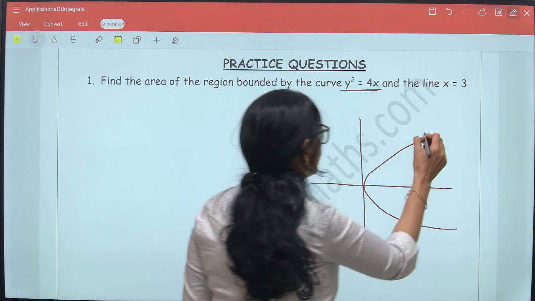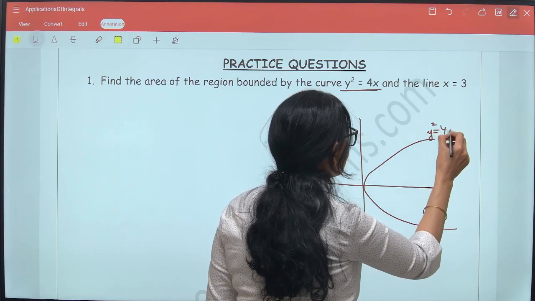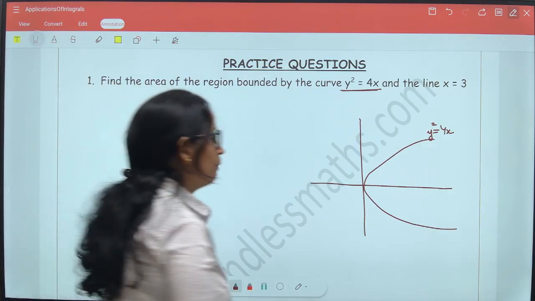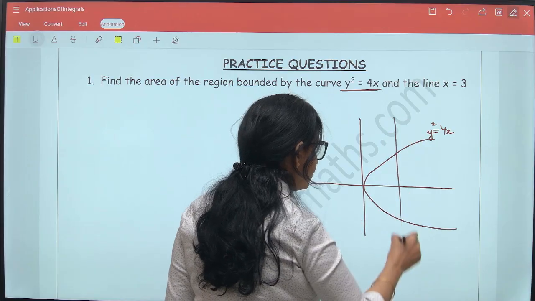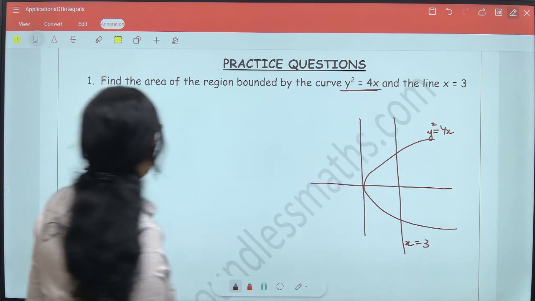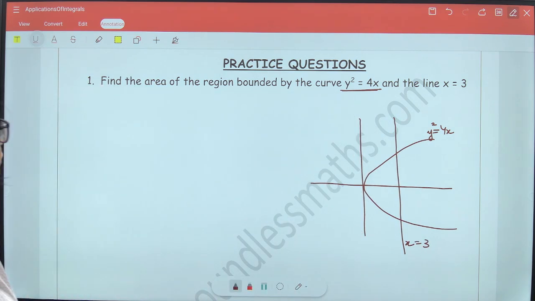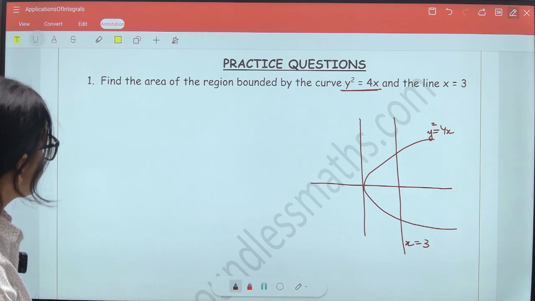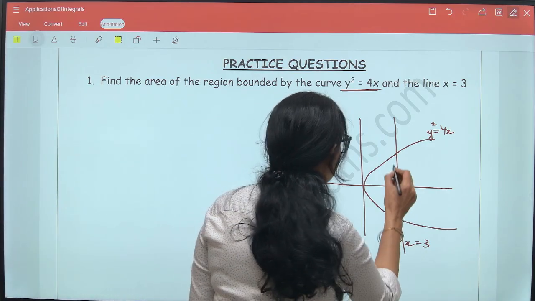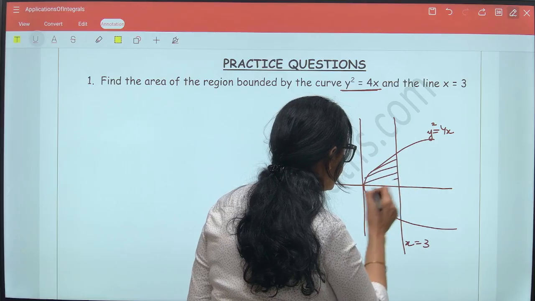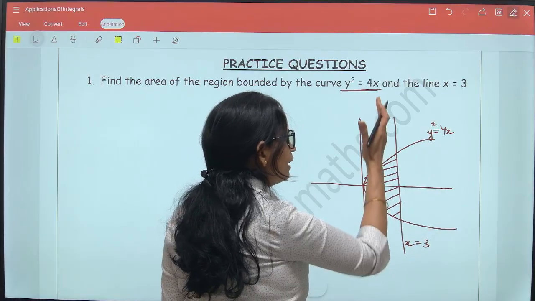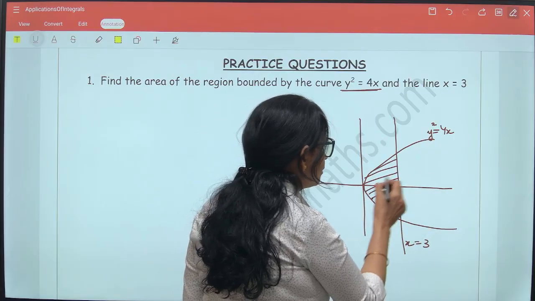So this is y square is equal to 4x and the straight line x is equal to 3. Where will x is equal to 3 be? Parallel to the y axis, somewhere here. So this is x is equal to 3. Now the question says, find the area of the region bounded by the curve y square is equal to 4x and the line x is equal to 3. That means the required area is this. So after you have drawn a rough figure of the parabola and the straight line, shade the required area.